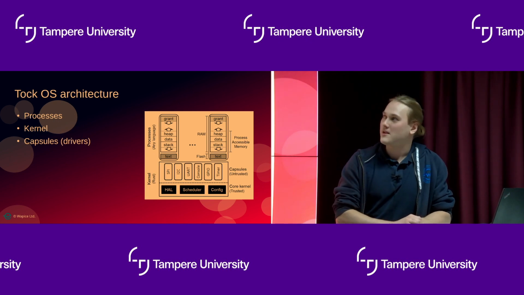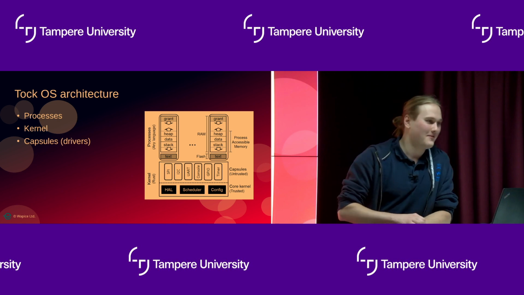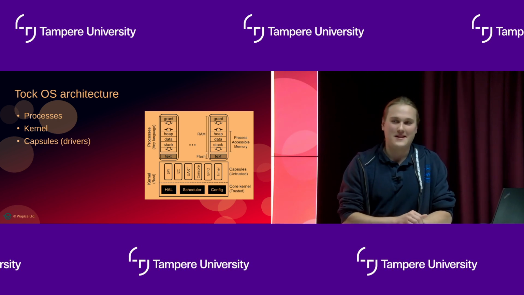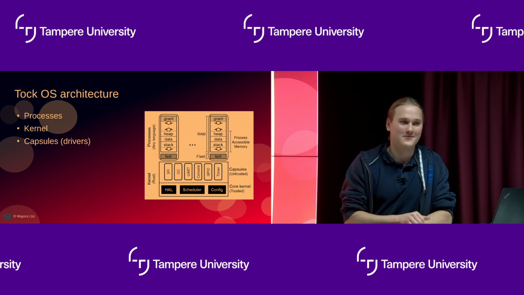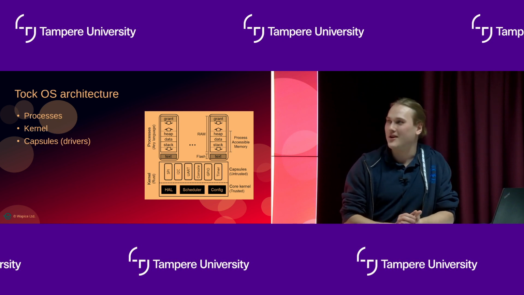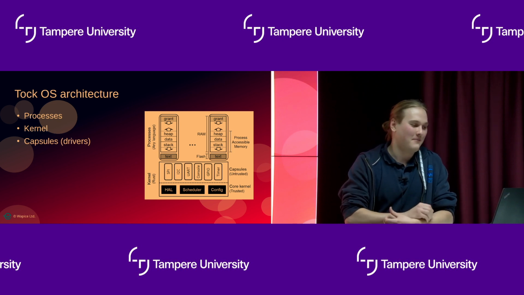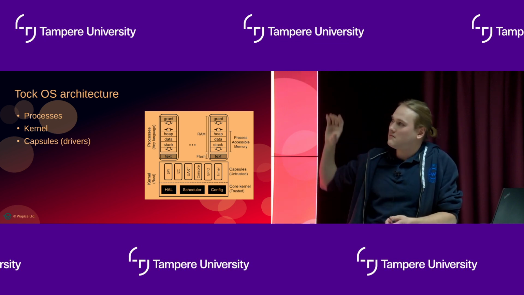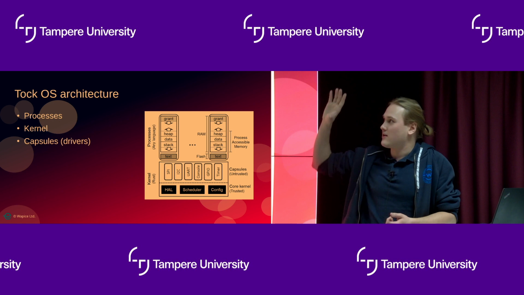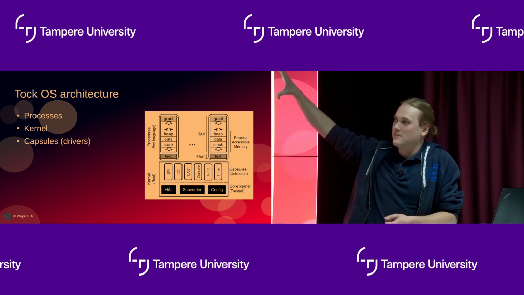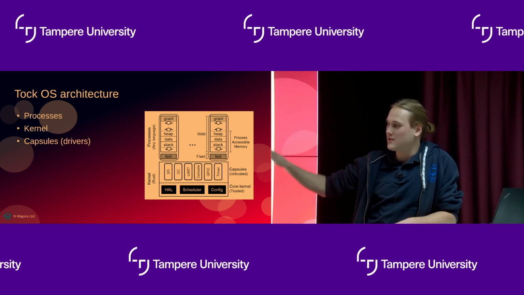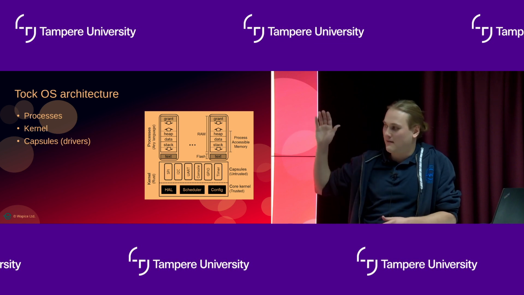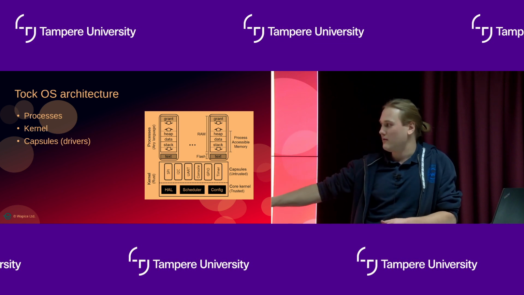Something about the TOC OS architecture. Oh, by the way, we have the next presentation also about TOC OS, so let's keep this as a short introduction to that one. But yeah, the TOC OS architecture can be seen here, and it's in 2 or 3 layers. Processes, which are the user space processes, and then the kernel space. And the kernel space can be further divided into the core kernel and capsules.